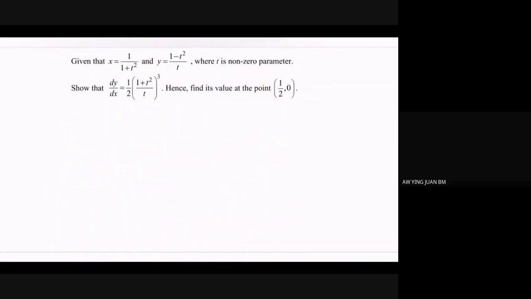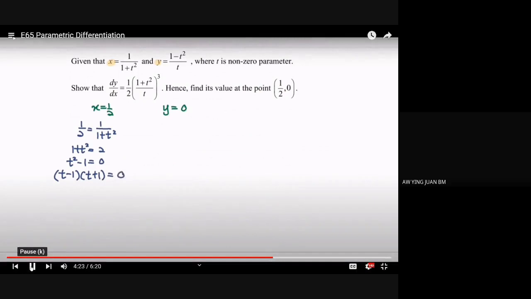Now the second part is to find its value, meaning the value for the gradient or the dy/dx at the point (half, 0). Before we can find the value of dy/dx, we need to determine the value of t. In here, x is equal to half and y is equal to 0. By substituting the values into x and y to determine the value of t, we will have 1 over 2 equals 1 over (1 plus t squared). Simplify the situation and we will have 1 plus t squared equals 2. So t squared minus 1 equals 0, where we will have (t minus 1)(t plus 1) equals 0.